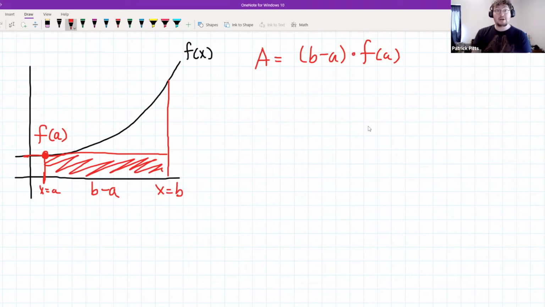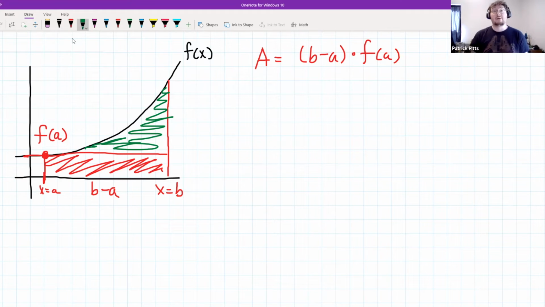Great, we did it. We're done, right? No. Clearly, this is a very bad approximation. We have this extensive amount of area above the curve, and we're not catching that. So how can we make it better?